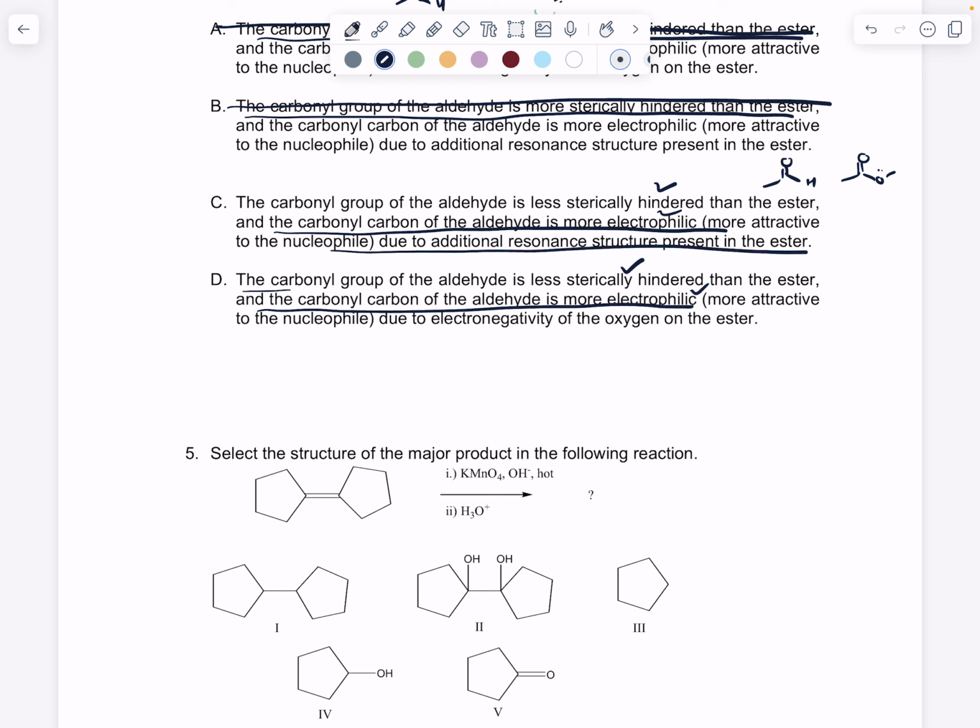Well, we know the additional resonance structure present goes up like that, and that makes this oxygen positive. So there's another resonance structure where the carbon is neutral. So because of that, this is true. But just to double check, I'm going to read this one. Due to the electronegativity of the oxygen in the ester. Well, the oxygen in the ester is actually pulling electron density away, right? So that leaves a partial positive there.